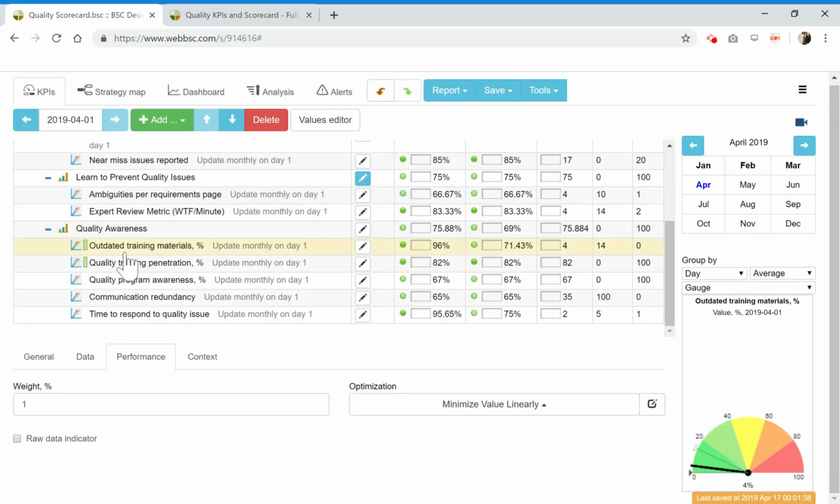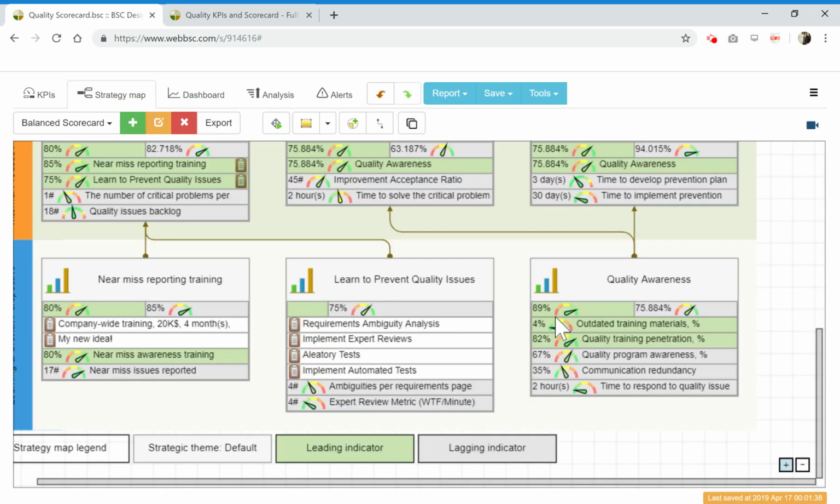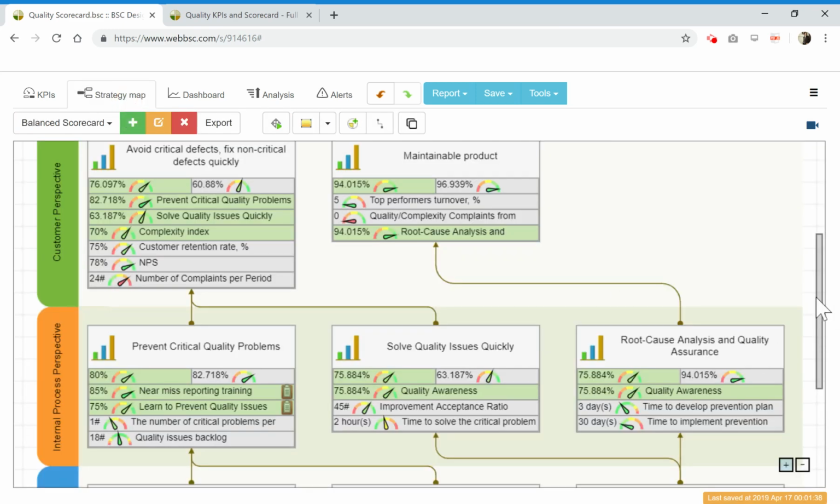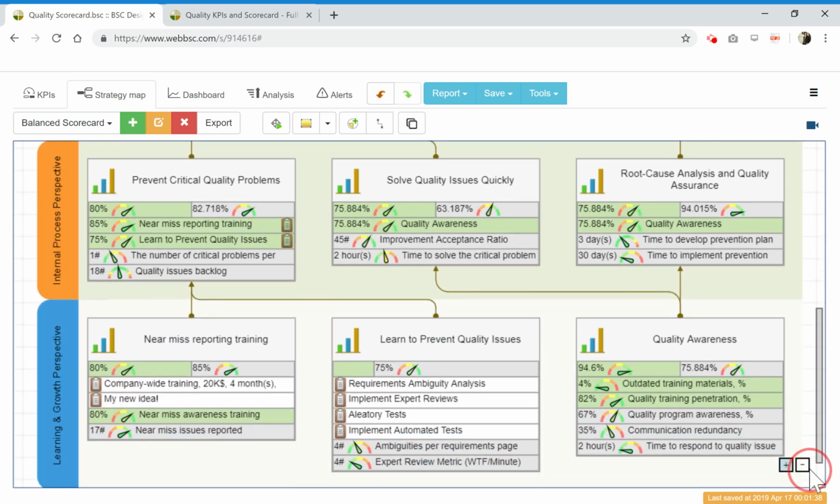We have outdated training materials and quality training penetration. Both have the same weight. Actually, it's not assigned. And right now, the leading performance is 89%. Okay. So let me change the weight of this indicator to 90%, and the weight of this indicator to 10%. Let's see how this calculation of the strategy map will be affected.